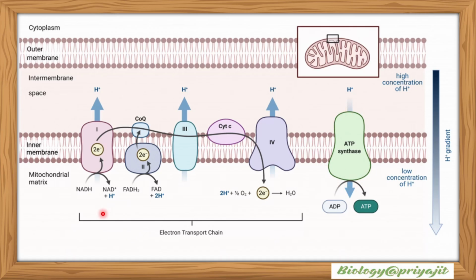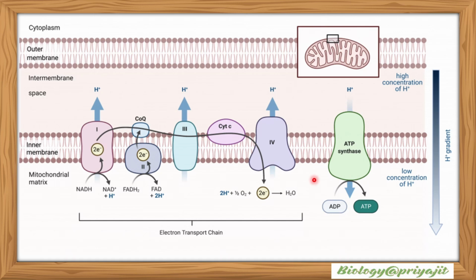Both NADH and FADH₂ will be converted into NAD⁺ and FAD, and they will generate H⁺ ions, and the H⁺ ions will be liberated from the mitochondrial matrix into the intermembrane space through complex 1, complex 3, and complex 4 subsequently. And coenzyme Q and cytochrome C act as the electron carriers in between the complexes. Complex 2 does not transport any H⁺ ion into the intermembrane space.